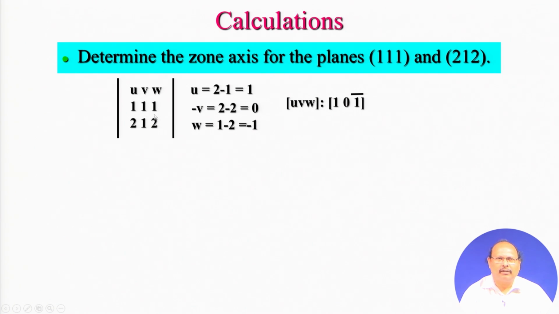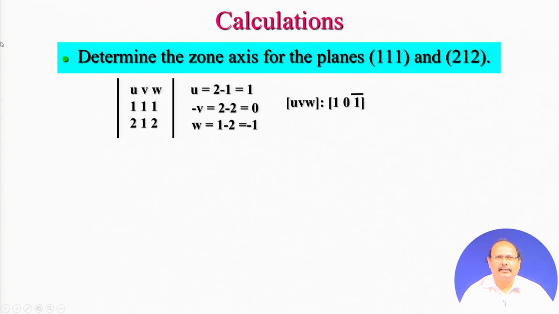You take this column out and this row out. What happens? 1 minus 2. So, this is minus 1. So, the zone axis will have a symbol of 1 0 bar 1.